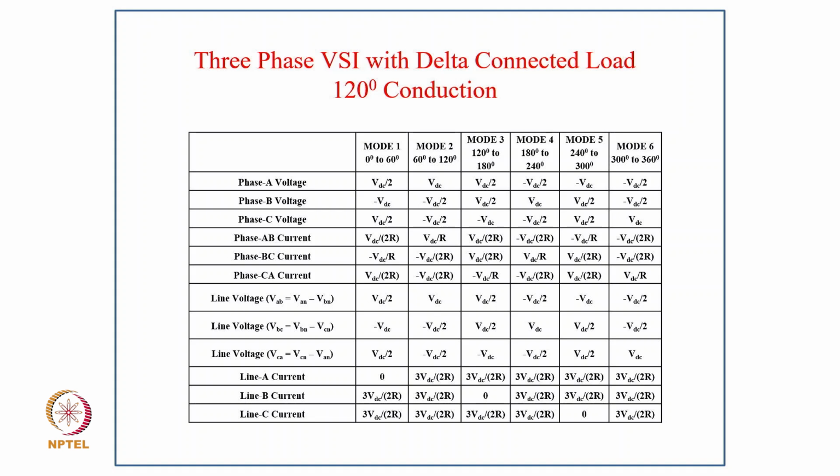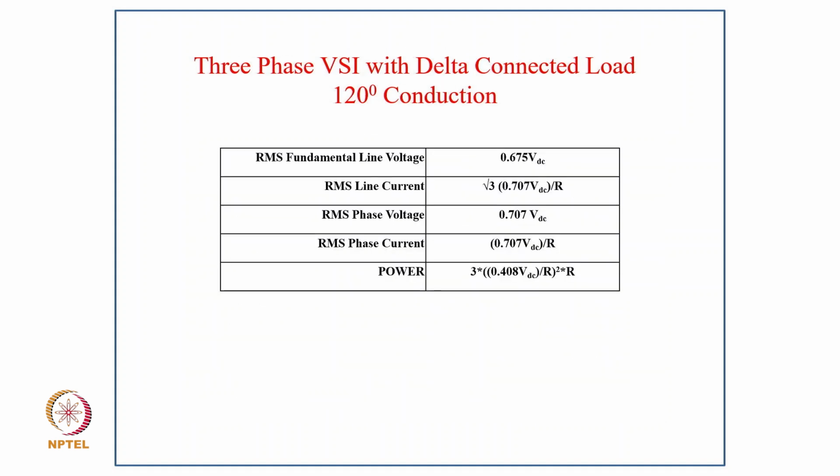And these are typically for the three-phase inverter with delta connected load for 120 degree mode operation, with all 6 modes, and the phase voltage, phase current, line voltage and line current are all given in terms of VDC and resistive load. As a summary, the RMS fundamental line voltage is 0.675 VDC and RMS line current is root 2 times 0.707 VDC upon R, RMS phase voltage is 0.707 VDC and RMS phase current is 0.707 VDC upon R, and power is (0.707 VDC divided by R) squared into R.